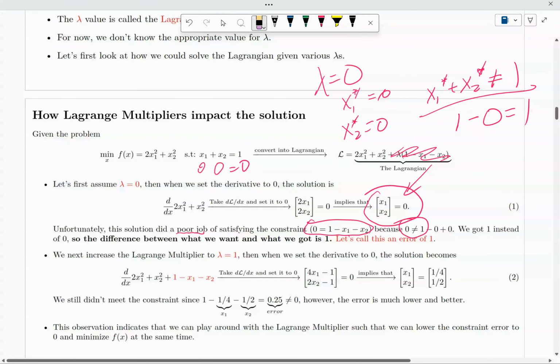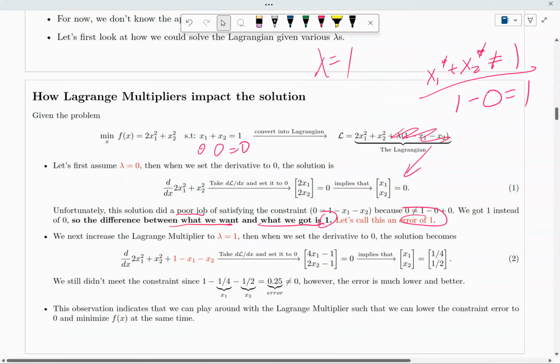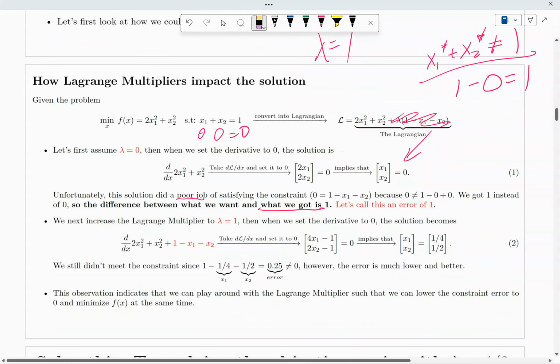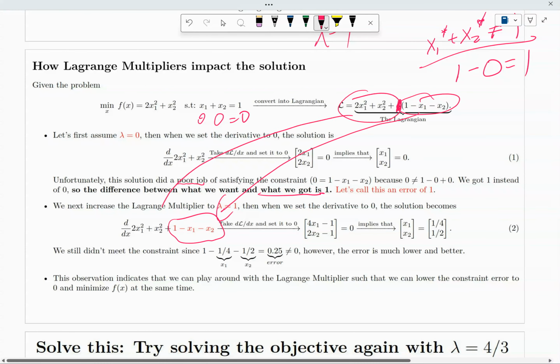So the point is, previously, the difference between what we wanted and what we got is 1. And we're going to call this an error of 1. All right. Well, that's when we use the Lagrange multiplier as 0. What happens if we increase it a little bit? Let's increase it to 1. Well, if we increase it to 1, then it'll be a 1 here. So that's just a 1, resulting in something that looks like this. So this right here came from the constraint, right? This is the constraint. This right here is the function itself.